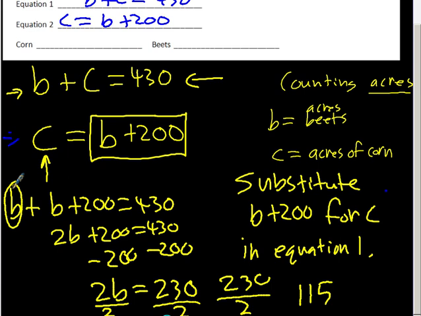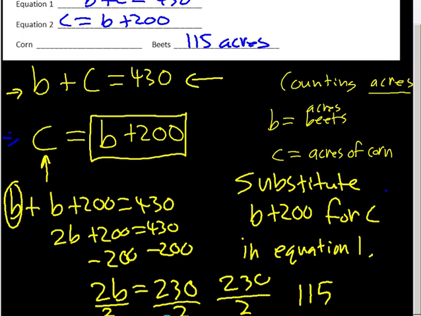Make sure you answer the question, right? How many acres of corn? How many acres of beets? Beets is going to be 115 acres, not just 115. How do I get the corn? Well, I can substitute into either one of these two equations. It really doesn't matter. Just take a pick. Don't spend much time thinking about it. You'll waste time doing that.